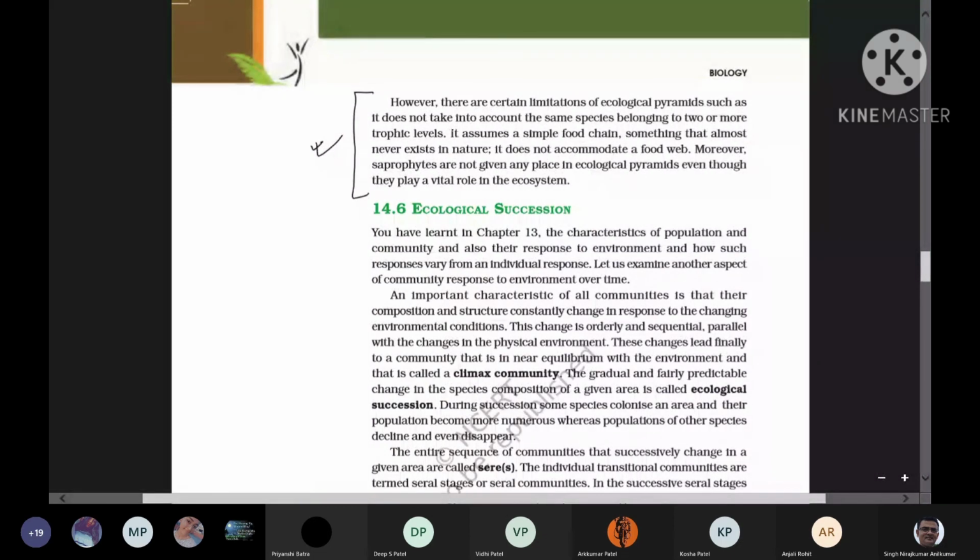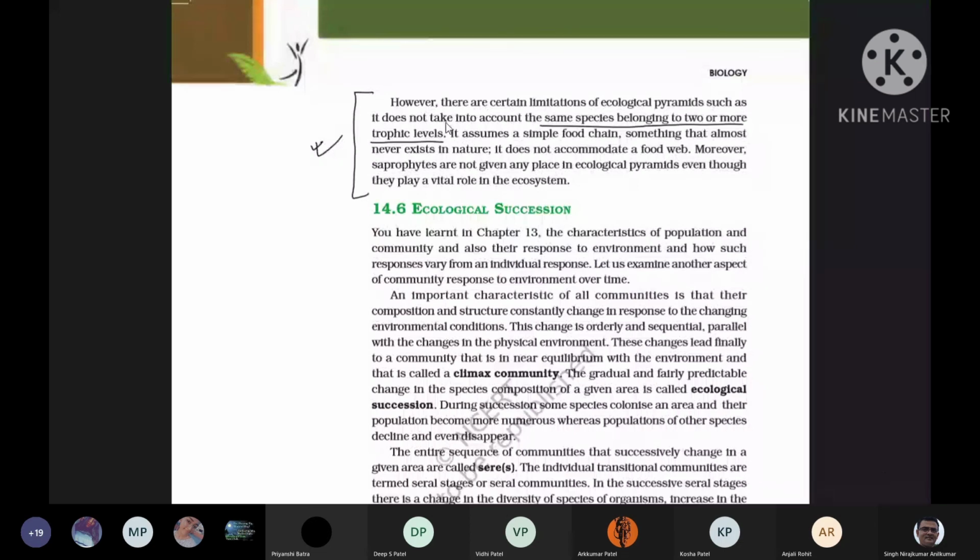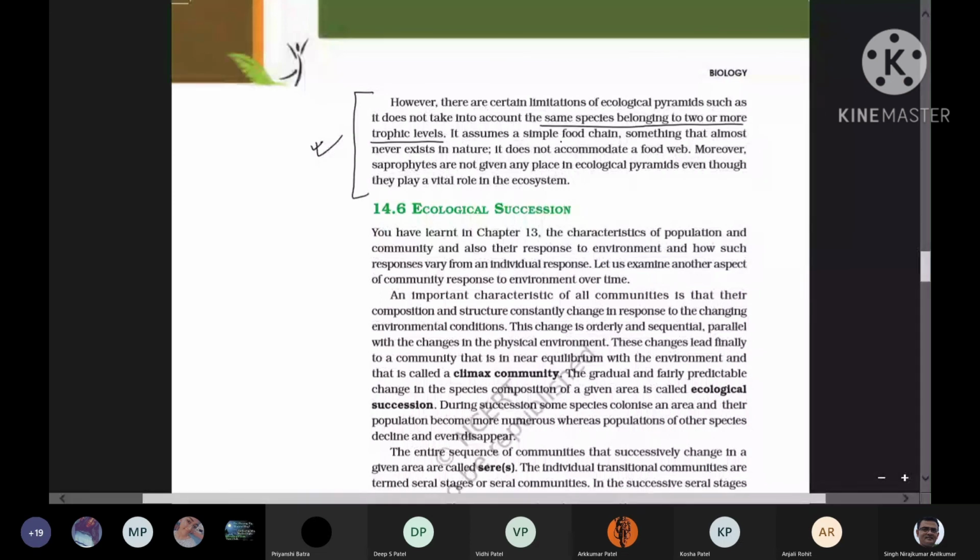I mean, the same species belonging to two or more trophic levels will make the pyramid a bit complicated. So we are not considering the organisms or the species occupying two trophic levels or more than two. We will take that species, but place it in only one trophic level. Then we can make the pyramids nicely. It assumes a simple food chain. Otherwise what will happen? It becomes a food web. If you consider species having two or more trophic levels, so we always consider a food chain here, right?